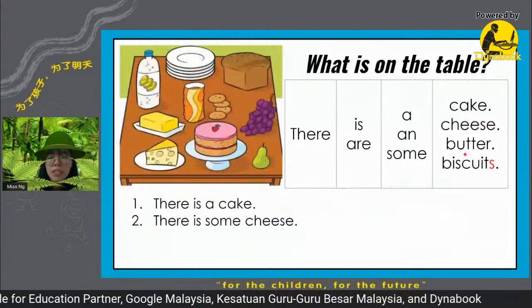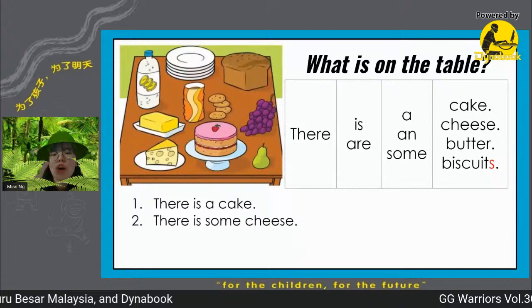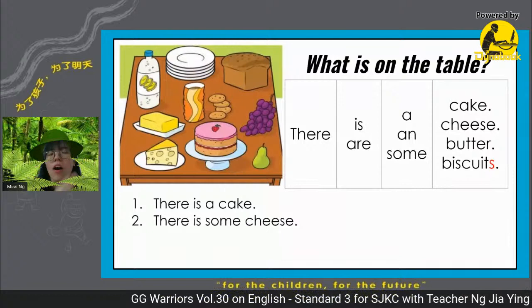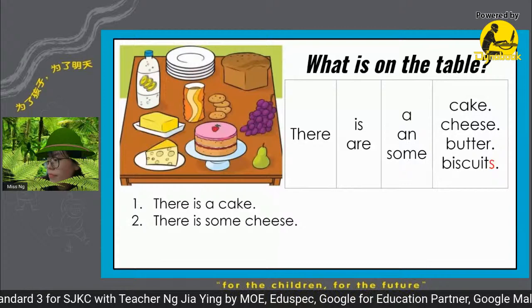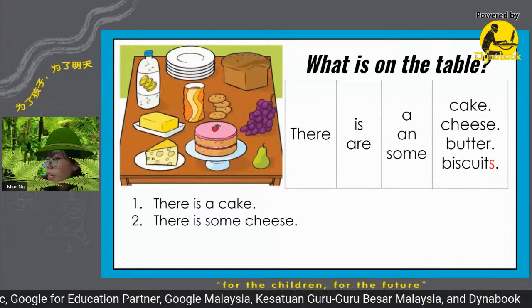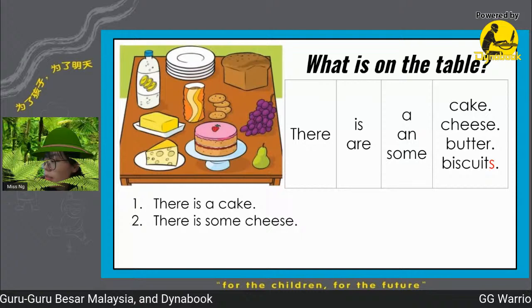Okay, everyone, can we count butter? So can you put a C or U? Butter is countable or uncountable? Can you please tell me your answer? C or U? Okay, U, yes. A lot of U here. Yes, well done, everyone. Butter is uncountable.